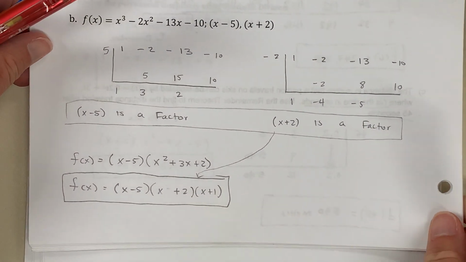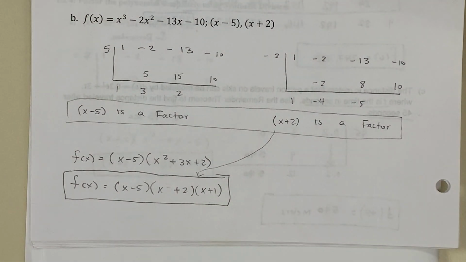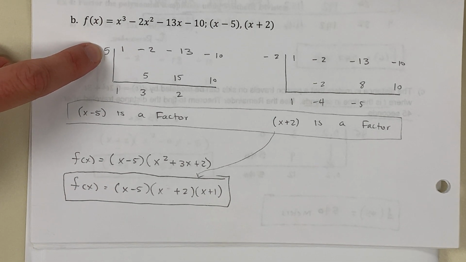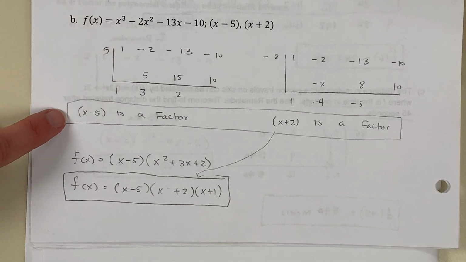For letter B, the first thing I did was take my factor x minus 5. I set it equal to 0 and solved, and x equals 5. So I'm going to use 5 outside of the synthetic division. The coefficients of the polynomial are 1, negative 2, negative 13, and negative 10. When I use synthetic division, I get a remainder of 0. Therefore, x minus 5 is a factor.